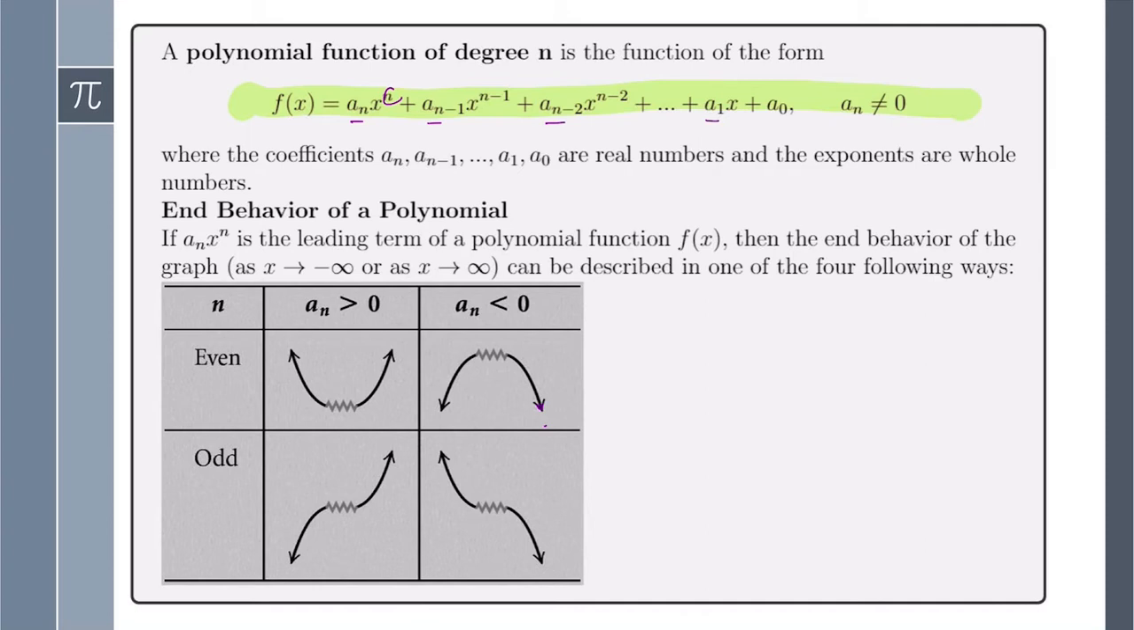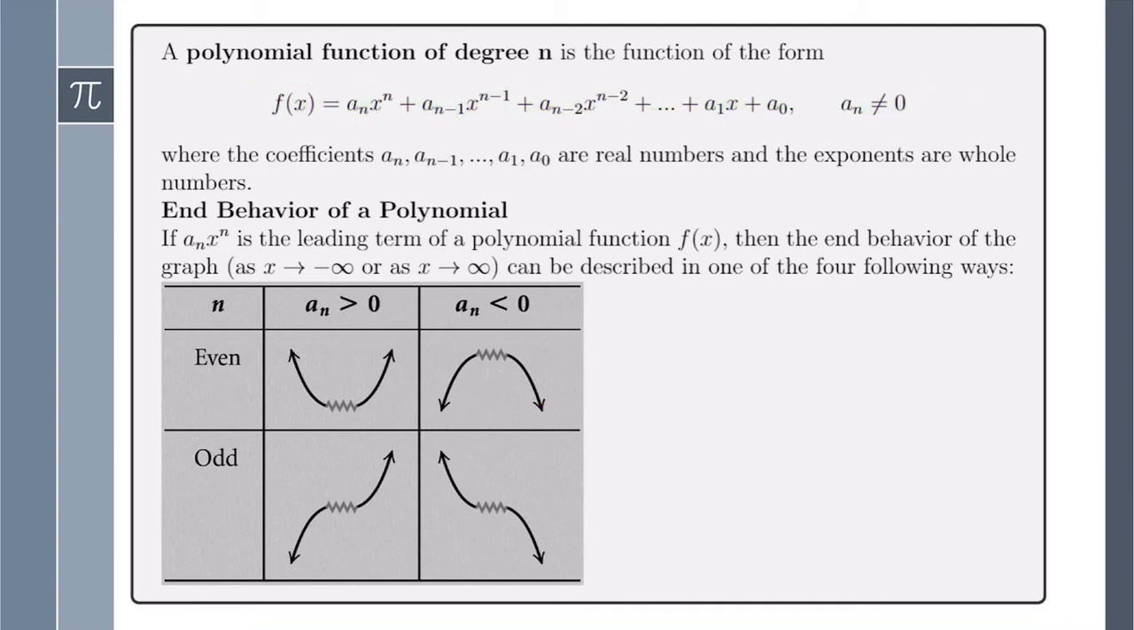So there's a small chart here that we can use to determine the end behavior of the graph of the polynomial function. When we say end behavior, it means when x grows arbitrarily large. When x becomes really large, or when x approaches infinity, where does the function go to? And similarly, when x goes to negative infinity, where does the function head to? That's what we mean when we say the end behavior of the function.